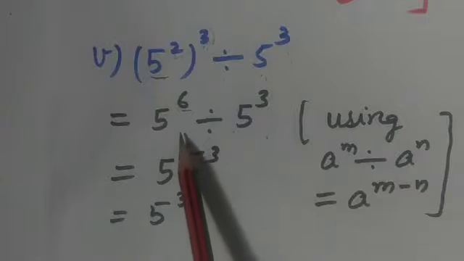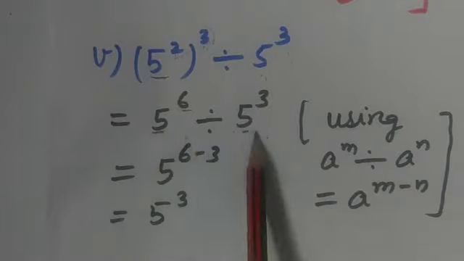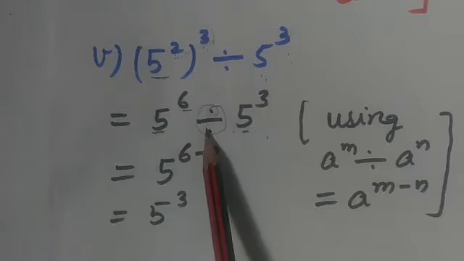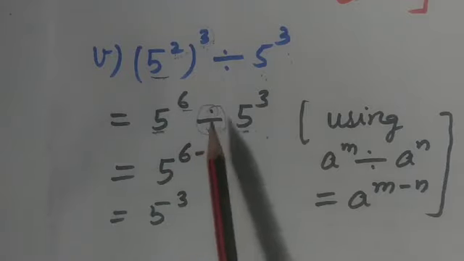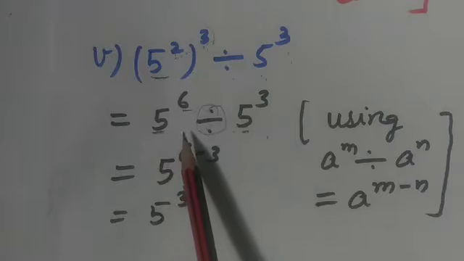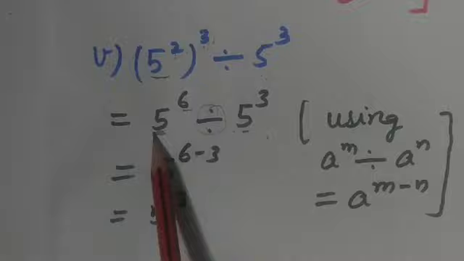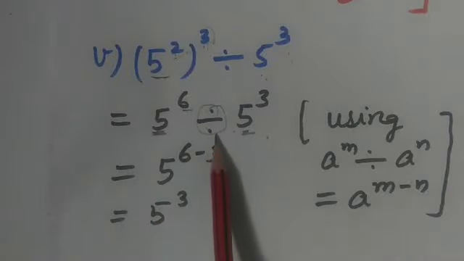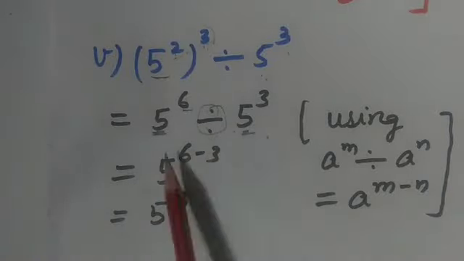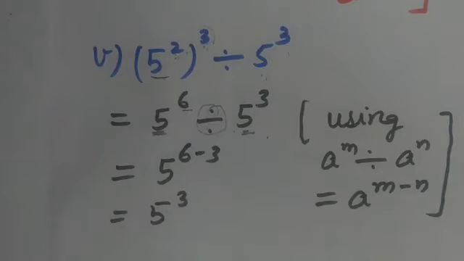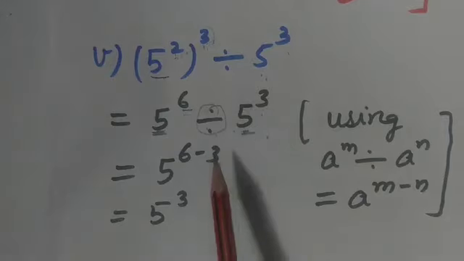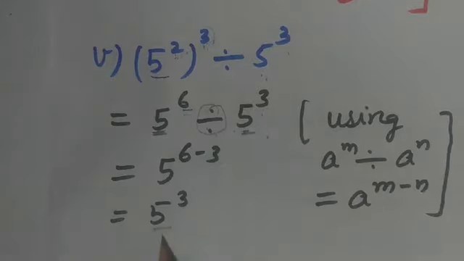Now how will you solve this? Again I am observing that the bases are the same and we have division in between. Just recall the laws we have learned. By comparing, I can say that whenever we have the same bases and in between we have division, then the powers get subtracted. This we have learned in law number 2. So its result will be 5 raised to the power 6 minus 3, as powers get subtracted. So the answer is 5 raised to the power 3.